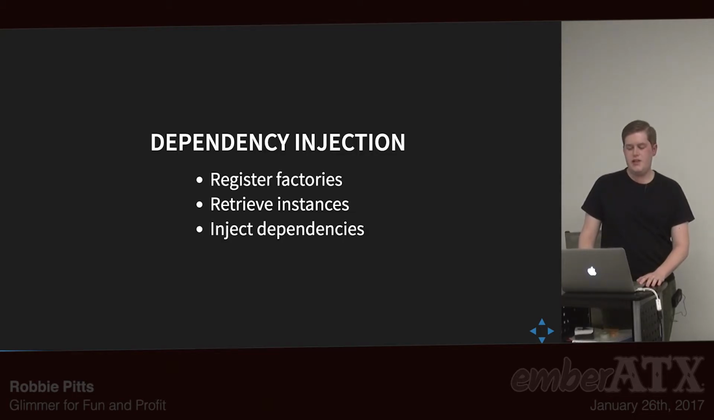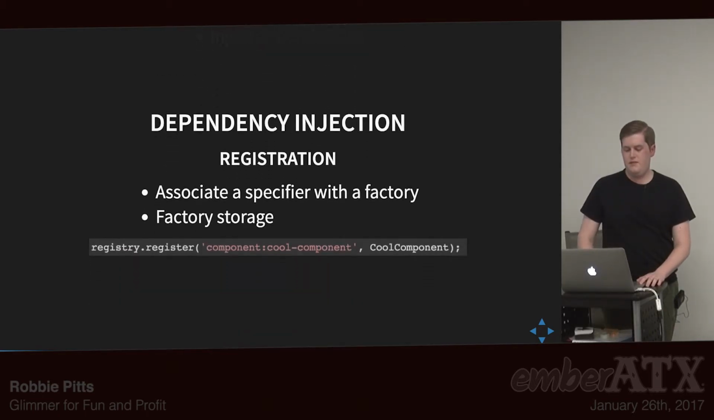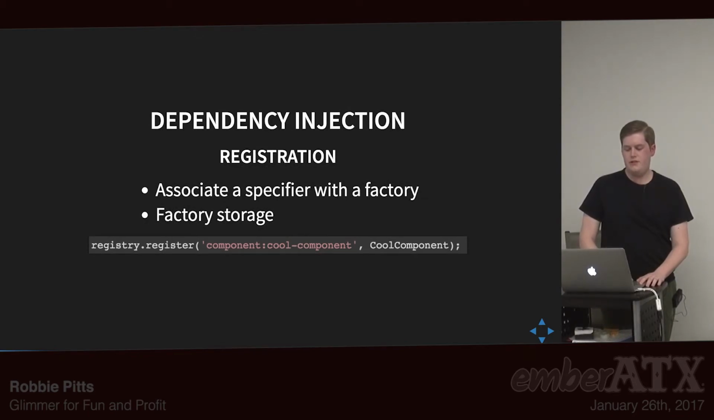So with dependency injection, you register factories, you retrieve instances, and then the most important part, you inject the dependencies. So registration. It's basically just associating a specifier with a factory. So here we have component colon cool component, that's the specifier. And then here we have just a class actually, but we're going to use it as a factory. So if we have like a static create method on cool component, then it's a factory. So we're registering this component here.